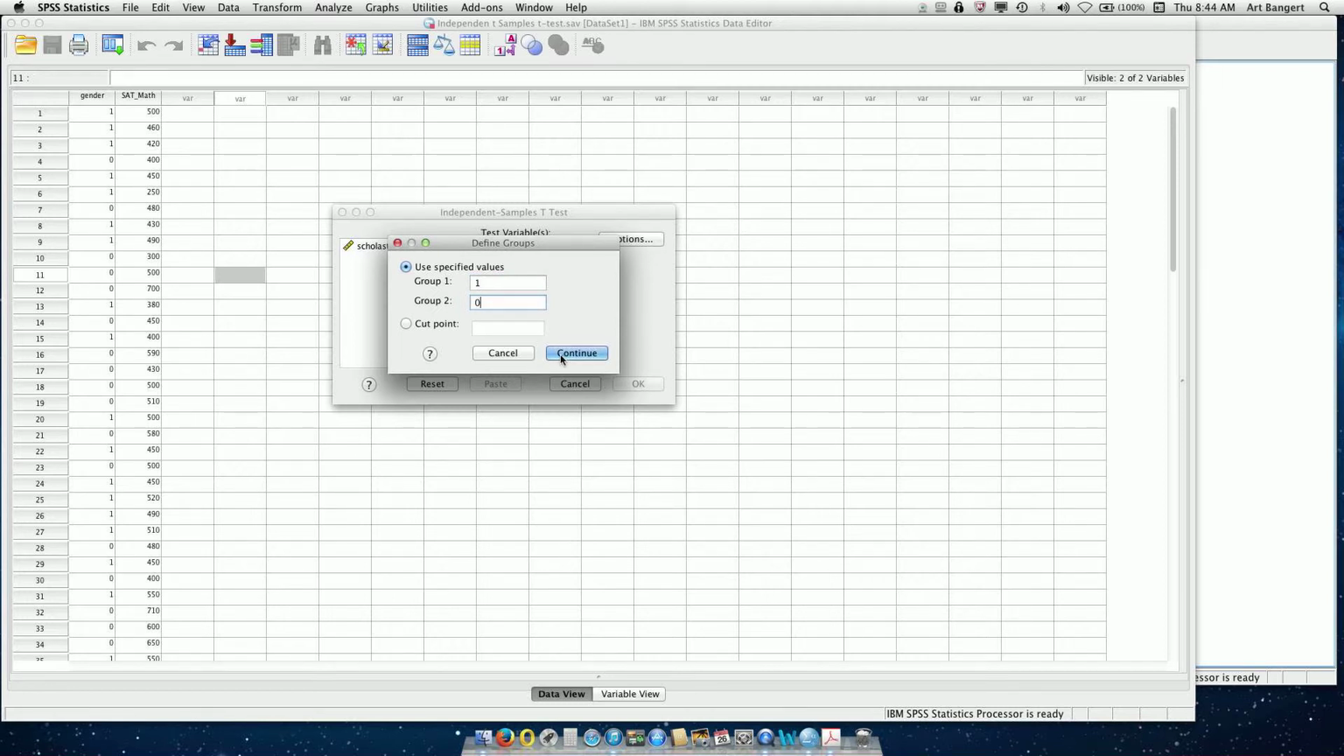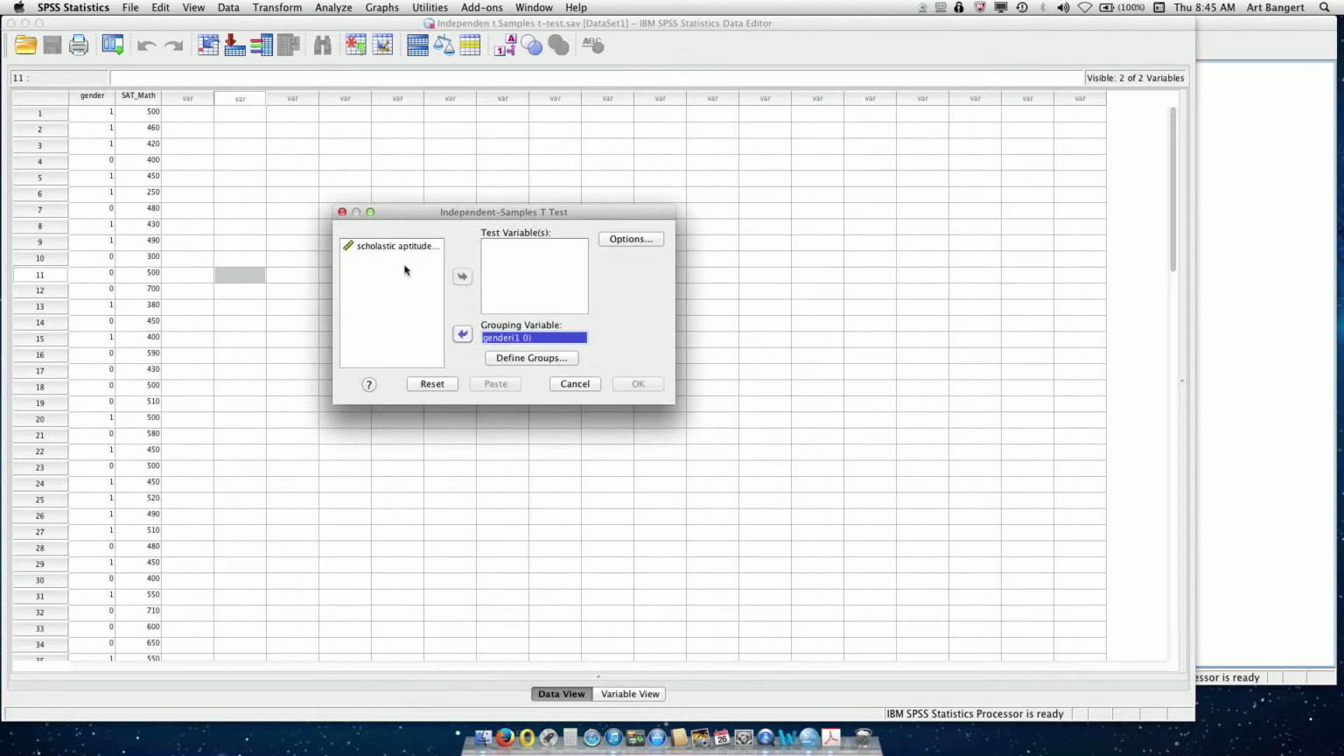Now you could use any kind of number. You could use 2 and 4, 5 and 6, whatever. But you have to remember to specify your groups as the number that is coded. Then we use the Scholastic Aptitude Test score, the math score, and put it in the test variable box. And then we can click on OK.